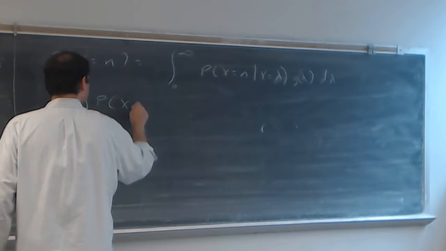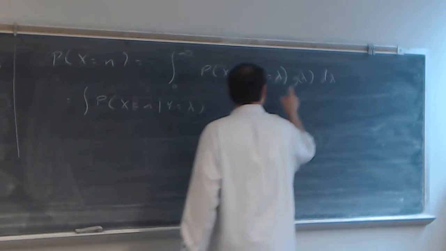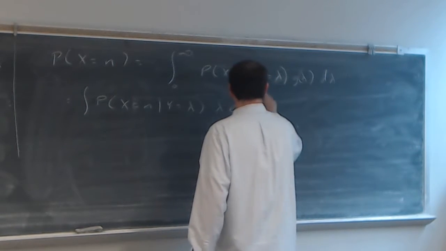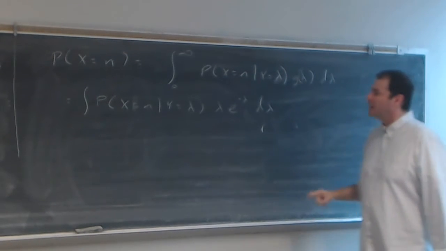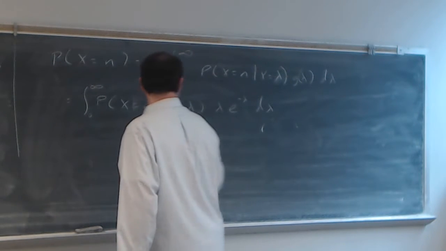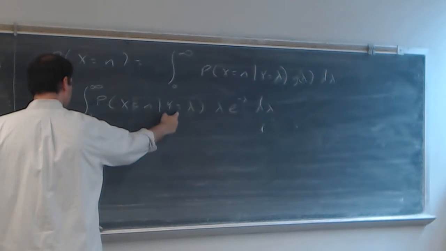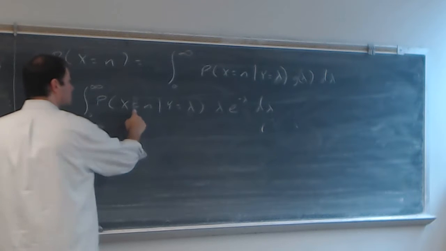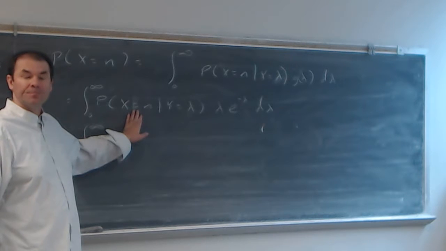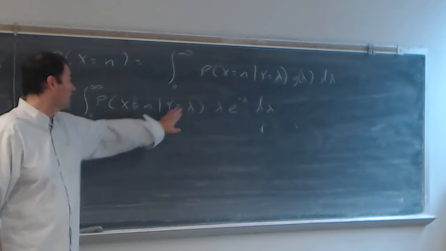That's equal to, well, I'll have one intermediate step. The probability of x equal to n given y equal to lambda. Here, g of lambda was defined to be lambda times e to the minus lambda, d lambda. Now, this is the integral from 0 to infinity. We know that the mean involved for the Poisson random variable for this particular policyholder is lambda.